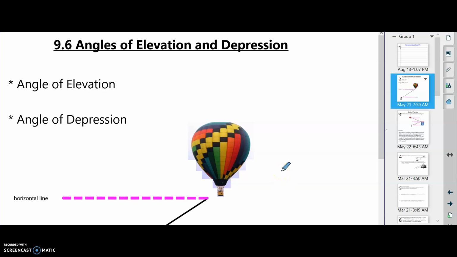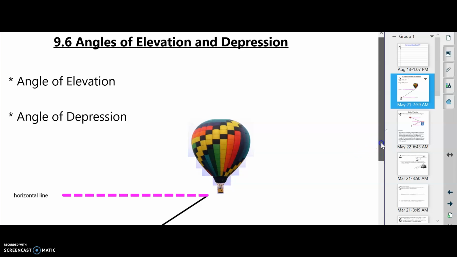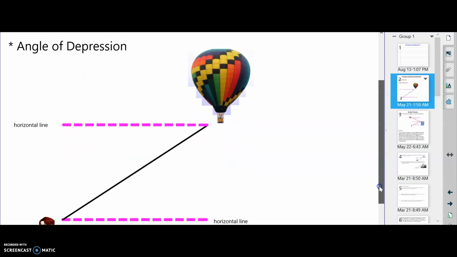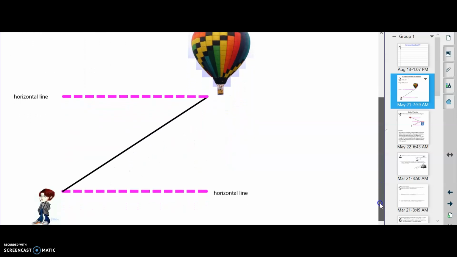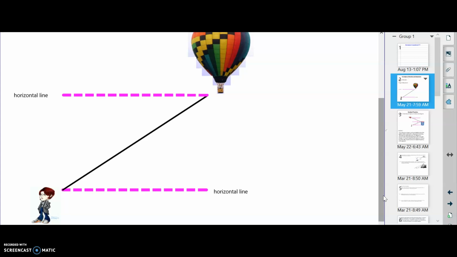But anyways, in this section we are going to be applying our trig. So we're going to actually see how we can use this in the real world. Some vocabulary that we're going to use is angles of elevation and angles of depression. All right, so if we take a look at my example here, I have a hot air balloon and then I have a girl down at the bottom, okay?